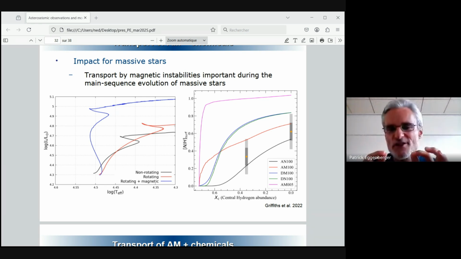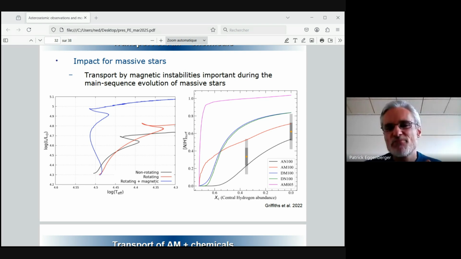Once this is done, for the lithium boron, we cannot change it. So this is effectively very important because we will change the chemical enrichment. And then, as you mentioned, you will also change the turn-off and all that we see on the HR diagram.